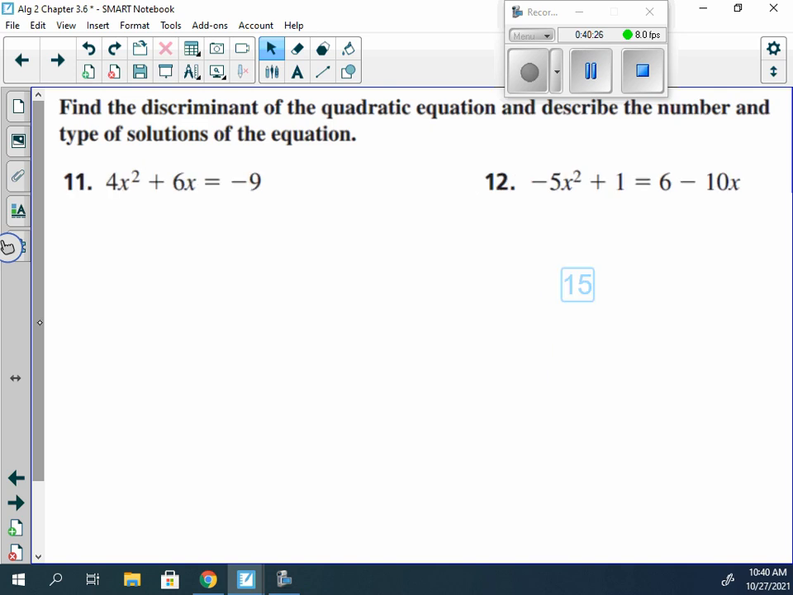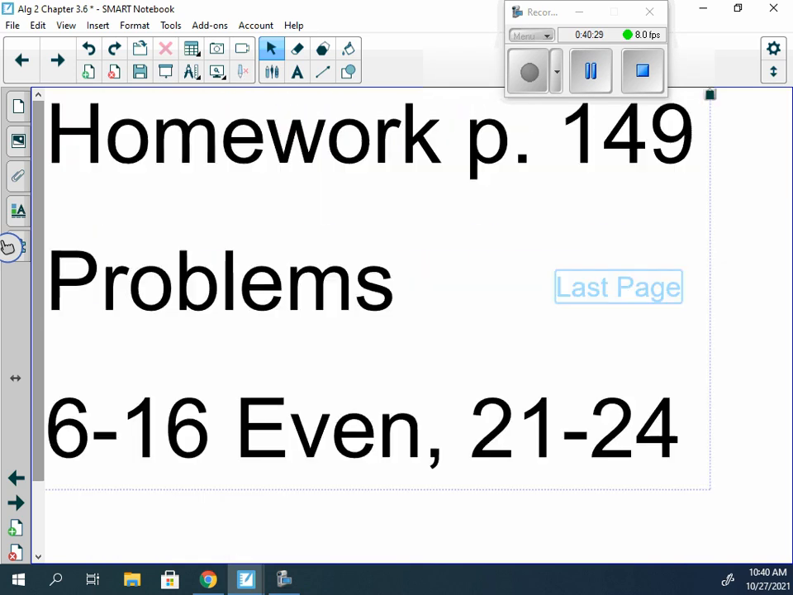And these here would be the same type of thing that we just did. I'm not worried about the real world problem. But that's it. That is all we are doing for today. And that wraps up chapter 3. We're officially done with chapter 3. Let me look at 21 through 24 real quick, because I do want you to do those with the discriminant.